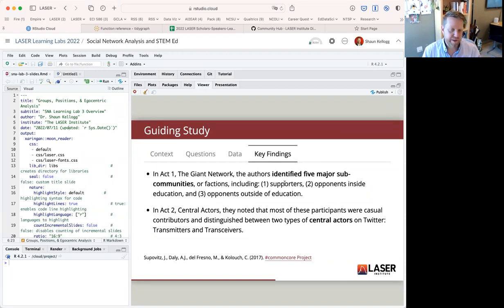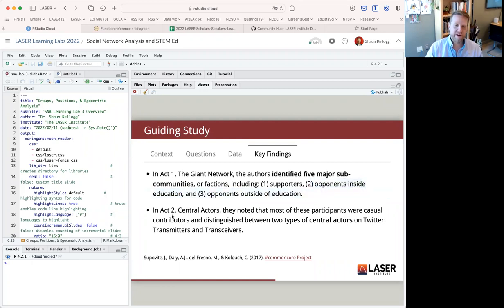One was a big group, and these groups were fairly connected to each other, by 1 or 2 or 3 degrees of separation. There's a bit more interactivity between members of each group. One of them, it turns out, was key supporters of the Common Core. One of the groups was key opponents inside education, so teachers and educators who did not like the Common Core. And then also opponents of the Common Core outside of education, which was really interesting. I found number 2 to be the most interesting of all.